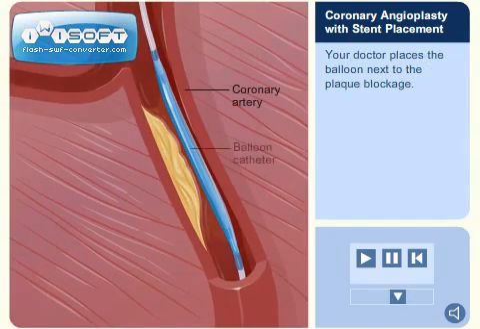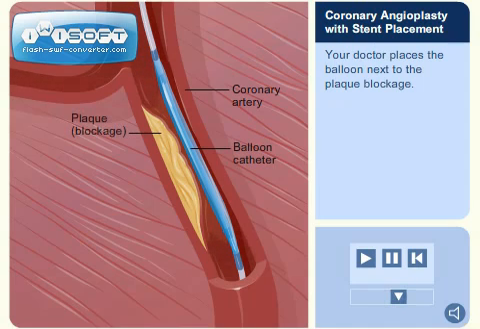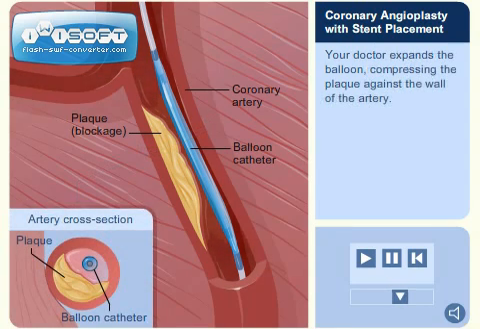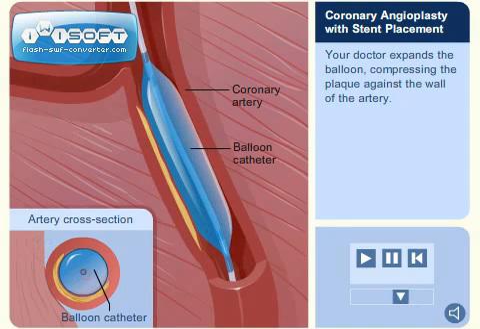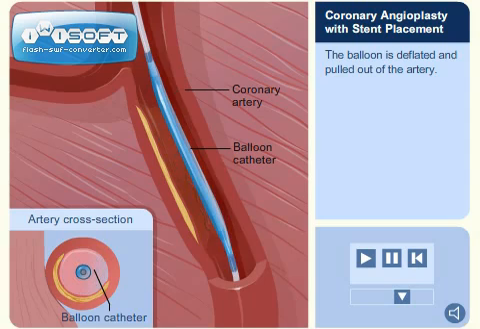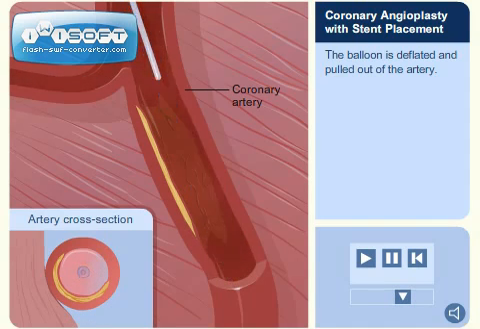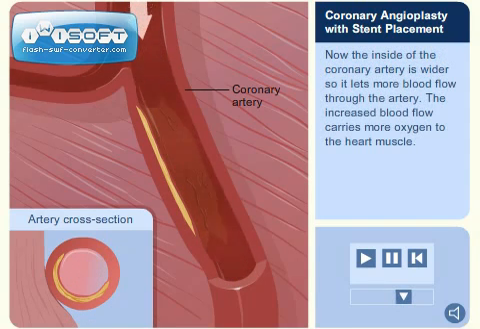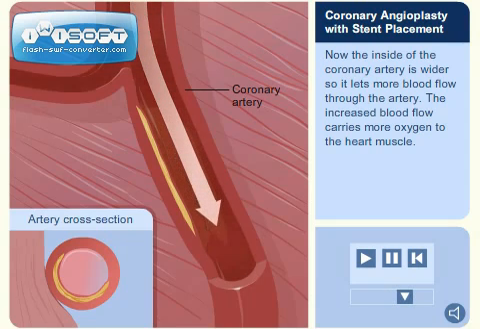Your doctor places the balloon next to the plaque blockage. Your doctor expands the balloon, compressing the plaque against the wall of the artery. The balloon is deflated and pulled out of the artery. Now the inside of the coronary artery is wider, so it lets more blood flow through the artery. The increased blood flow carries more oxygen to the heart muscle.